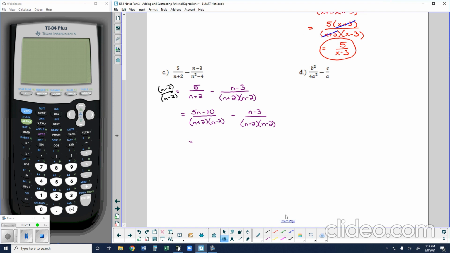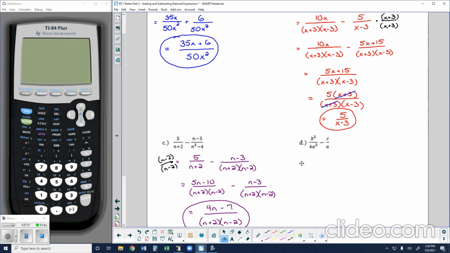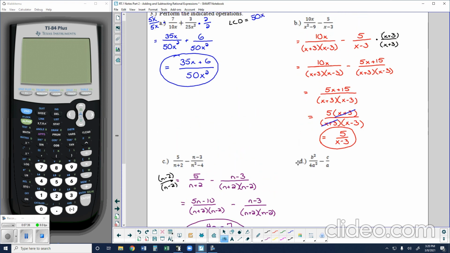So 5n minus n would be 4n. Negative 10 minus negative 3 would be the same as negative 10 plus 3, which is a negative 7. So what I get is 4n minus 7 over n plus 2 times n minus 2. In this case, I cannot factor the numerator in a way that would allow me to simplify the expression. So this is my answer. If you kind of get this process, see if you can pause the video and complete problem 3D.